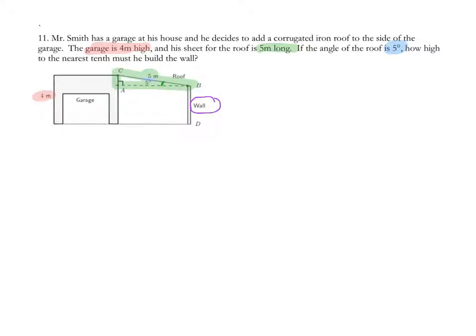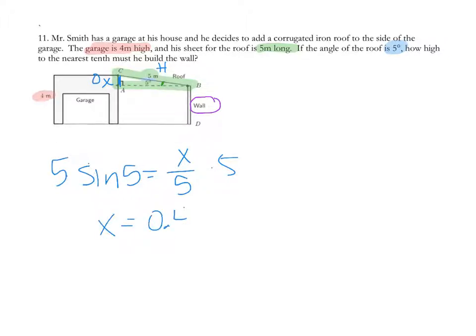So we have that triangle, and we can use that to find what this little piece on the side is. I'm going to call that x, using that green triangle that I highlighted right there. So that's going to be opposite and hypotenuse, so it's going to be sine. Sine of 5 degrees is equal to x over 5, times 5 on both sides, and you should get x is equal to 0.4. That's how much that little vertical piece is.